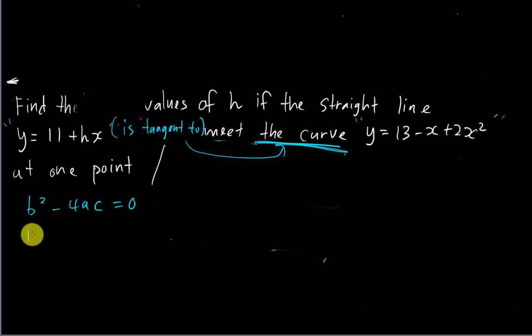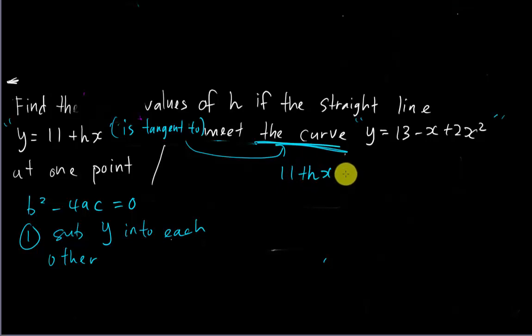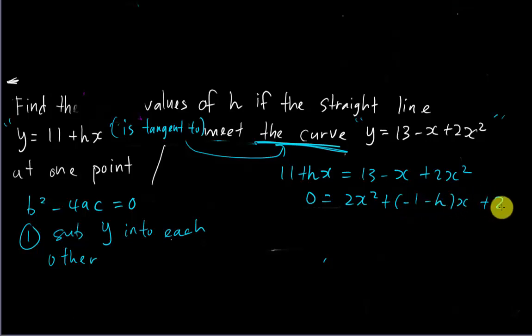But whenever you see a straight line and a curve in this topic, you always need to do the substitution first. Remember, sub y into each other. So I will do something like this. 11 plus hx equals 13 minus x plus 2x squared. Then I do the same thing as just now. This is 2x squared, and I factorize out the negative, which is negative 1 and negative h, x plus 2. Then only I will do b squared minus 4ac equal to 0.